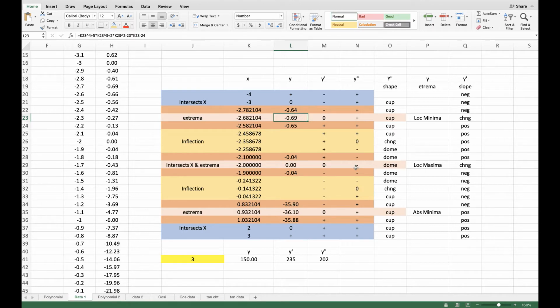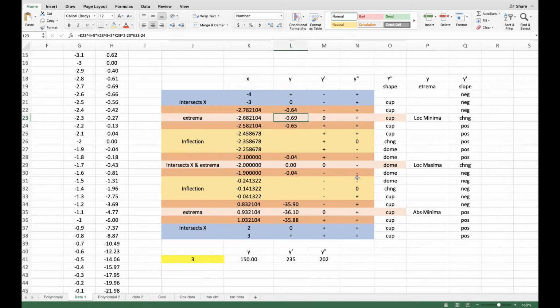This extrema at x equals minus 2, the y value is 0, as well as the y prime, which tells us it's an extrema. But the fact that it's negative on either side at minus 2.1 and minus 1.9, we see that the second derivative is negative and negative, and so it's dome-shaped. It's not going to hold water. It's not cup-shaped. So that means we have a local maximum.